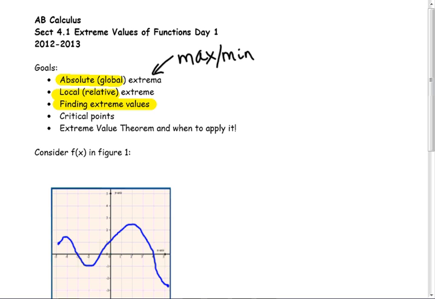You've done this before, okay, Stephen? In pre-calc, except you graph to find the maximum value of a function. Now we're going to use calculus. You may need to use both. We are also going to find out what critical points are and do the extreme values theorem and when we apply it. Okay, Stephen?